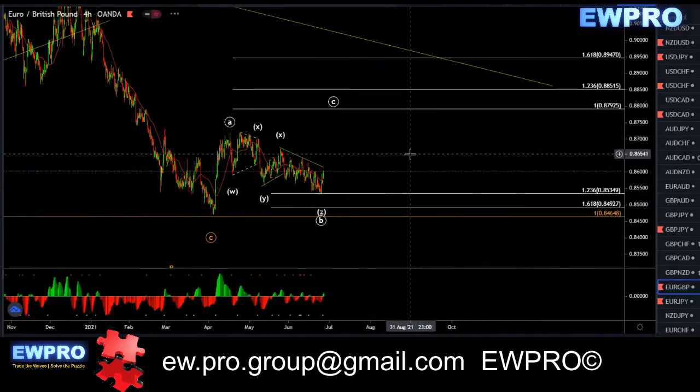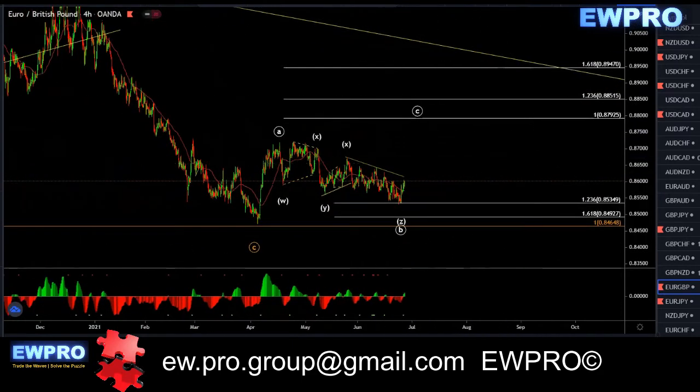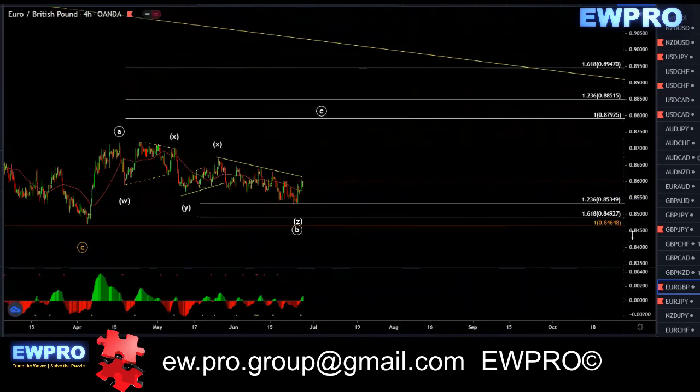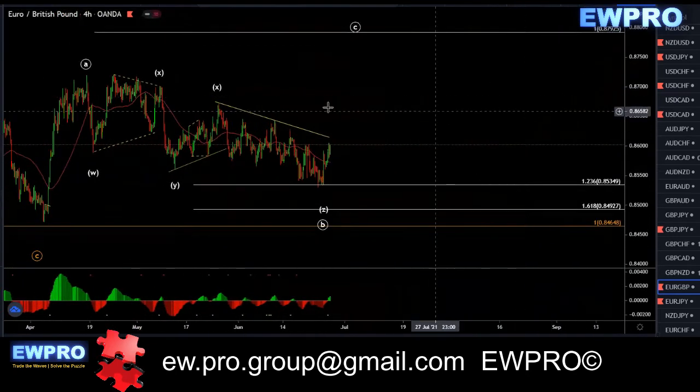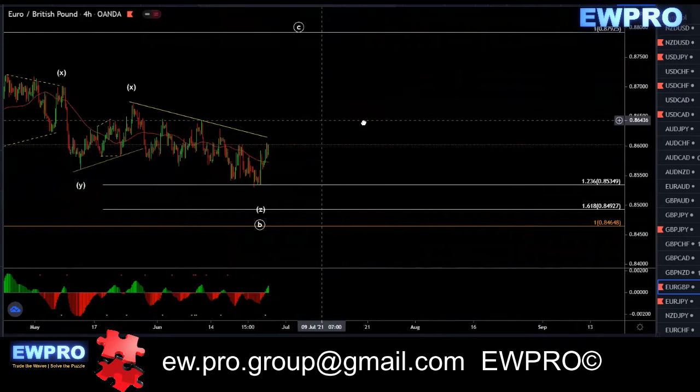H4, we got this nice impulse up in wave A. Then we got W, X, Y, X, Z. We got that Z down. Now we can look at this wave Z as an ending diagonal.